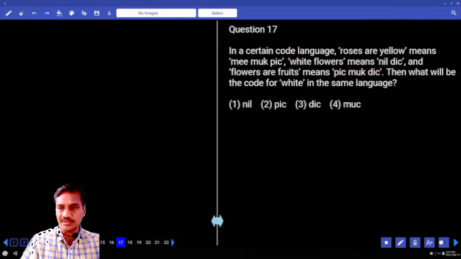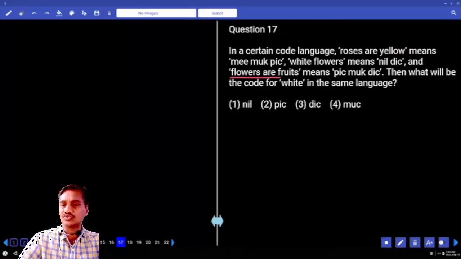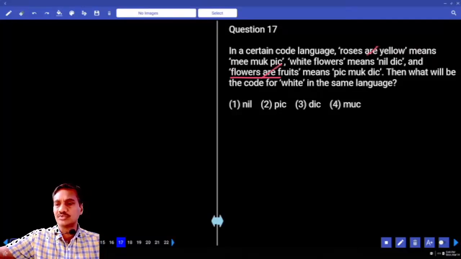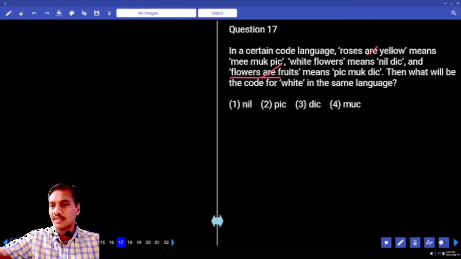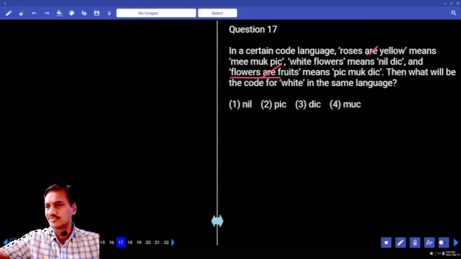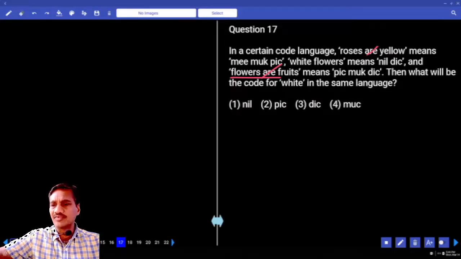Then the 17th one, roses are yellow means so and so. Then what will be the code for white? Now we need to find out the code for white. White flowers undi. Avuna kada? White flowers undi kabatti if you compare these two. Flower, roses are yellow. R is the word that is common between these two. Avuna kada? First and the second. And if R is common here, and anything else apart from this one common, white and flowers undi.